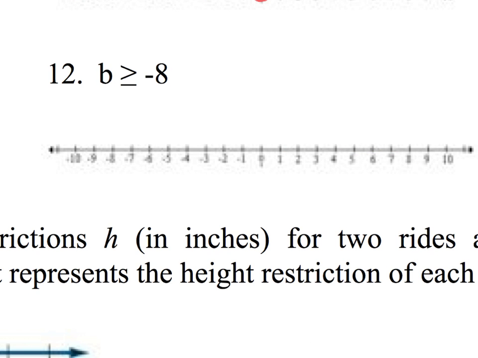B is greater than or equal to negative 8. My variable is already on the left-hand side, so I can make this into an arrow to tell me, okay, I'm going to put a closed circle at negative 8, and then my arrow will go to the right because I'm doing greater than or equal to, and values get greater to the right.